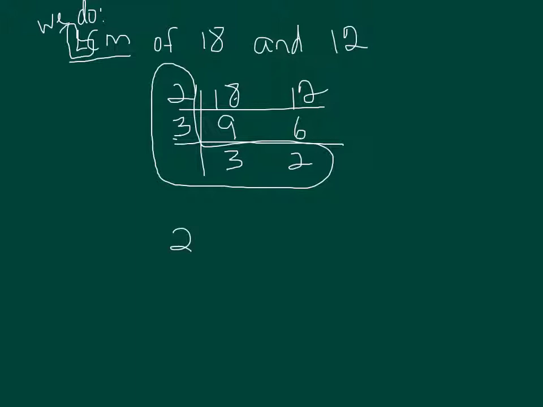So we're going to multiply 2 times 3 times 3 times 2. And we can go in whatever order we want, because it's all multiplication. And multiplication is commutative, meaning you can go in whichever order and it won't change the answer.